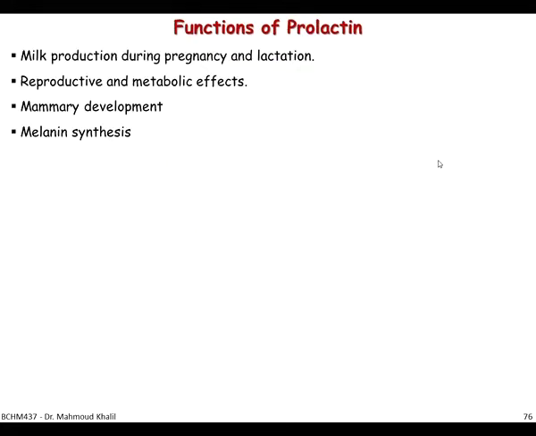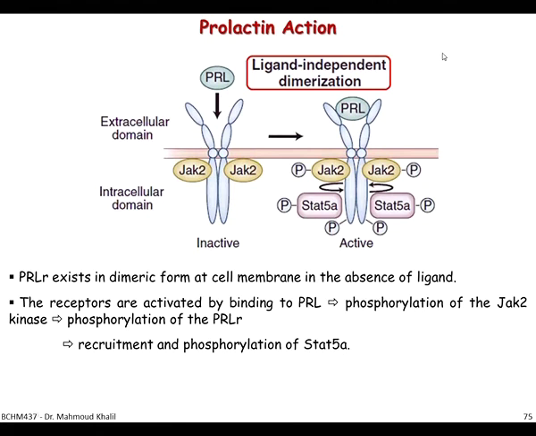The receptor is not in two forms. The receptor is only one form. It is only the mode of activation. So in the first mode of activation, it needs the ligand for dimerization. But in the other mode of activation, it doesn't need the ligand for the dimerization.